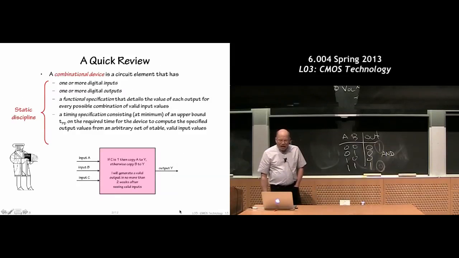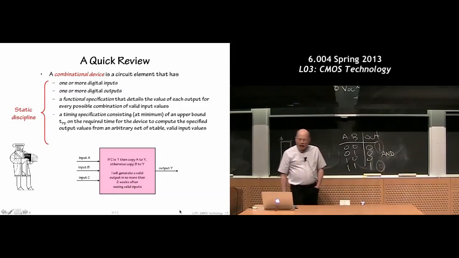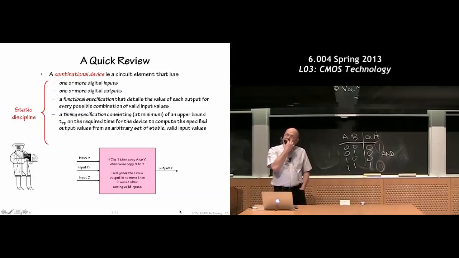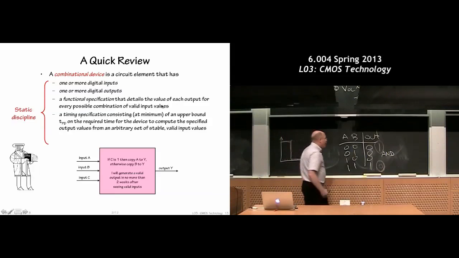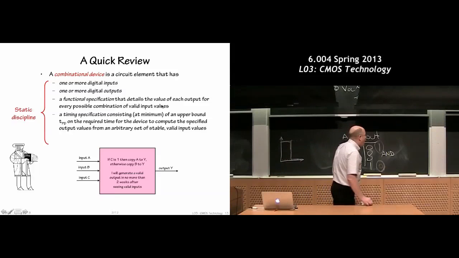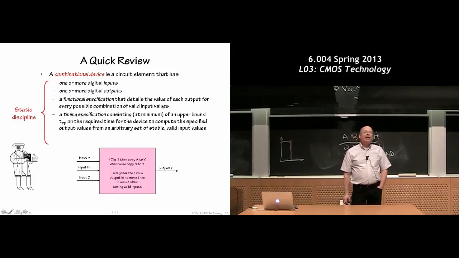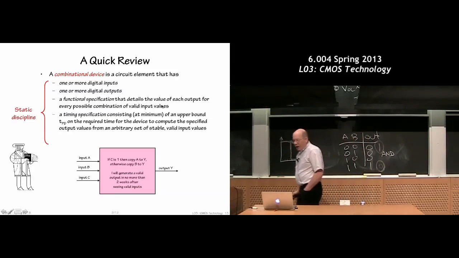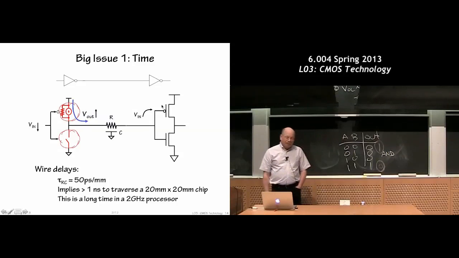Okay. Alrighty, so we have a quick review, right? We had a combinational device. We have digital inputs and outputs that you know about. We have a functional specification, and we're getting a glimpse that for certain functional specifications, we can come up with these connections of PFETs and NFETs that allow us to build CMOS logic that implements that. And then the last thing we mentioned was a timing specification. How long does it take for this gate to work? And now what I want to do is to talk about that.